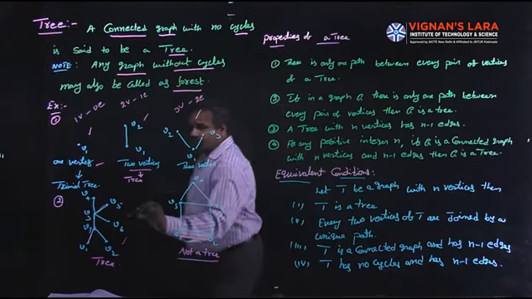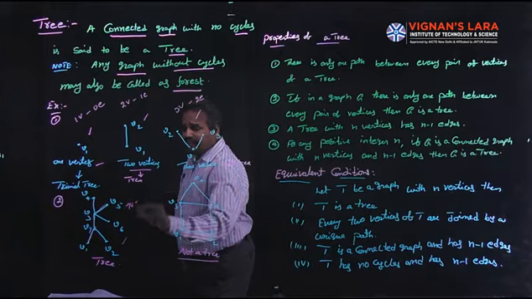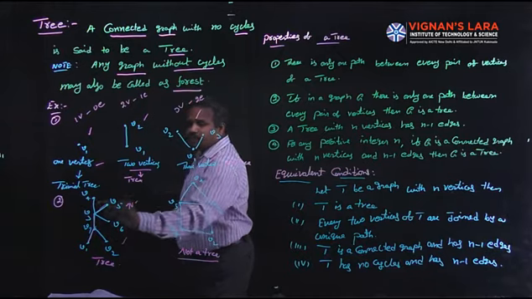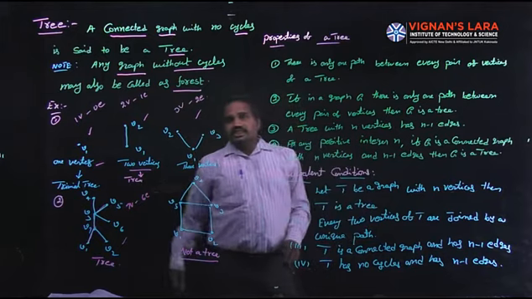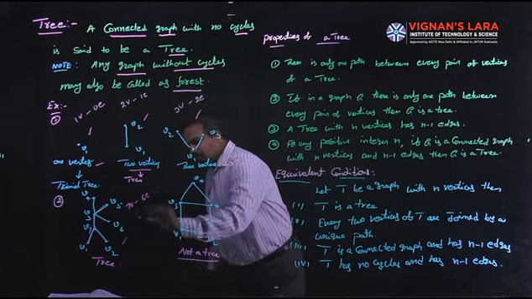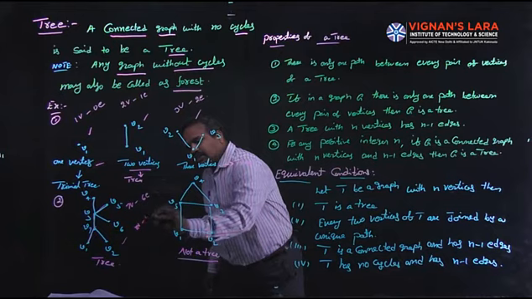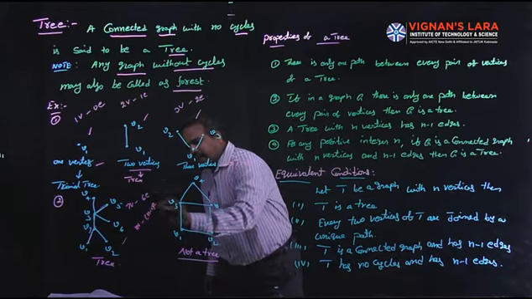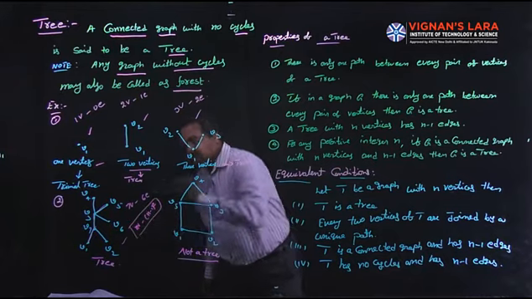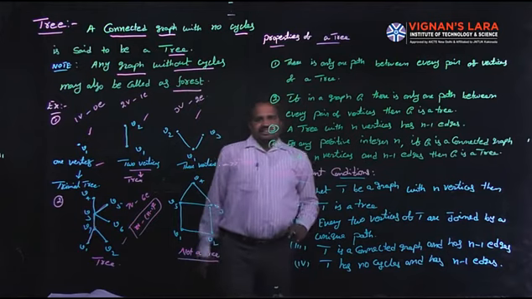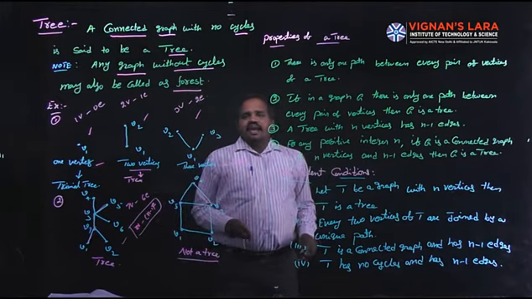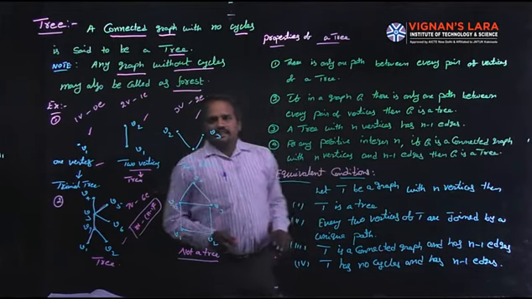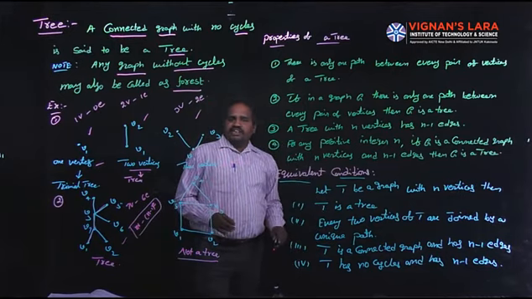Coming to here, what is a 7 vertex tree having, how many edges? 1, 2, 3, 4, 5, 6 edges. So based on the number of vertices and number of edges, if this one has n vertices, how many edges are there? n minus 1 edges. So if any graph is a tree, it should have n vertices and n minus 1 edges. You have to remember that point very clearly.